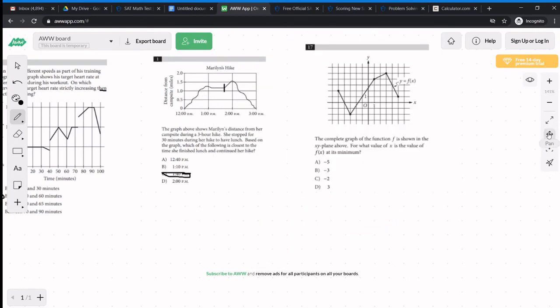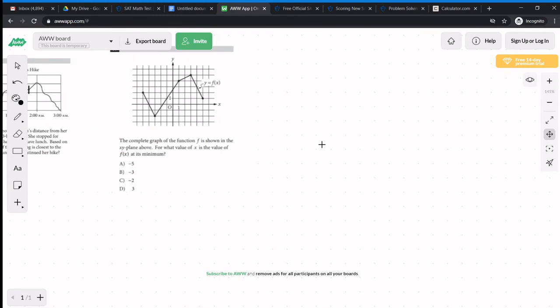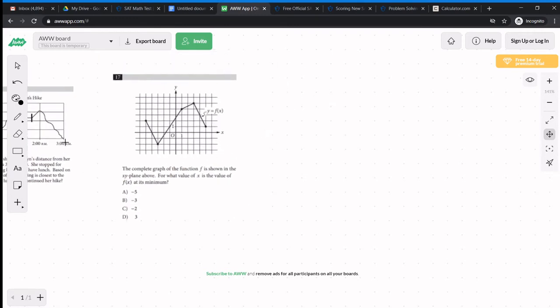The complete graph of the function f is shown in the xy plane above. For what value of x is the value of f of x at its minimum? It's good to know f of x is the same thing as y. X is just x. F of x equals y. So at what point does it have the minimum y? This one right here, the lowest value on the entire graph. What x is that? That x is -3. That's our answer. Simple as that.